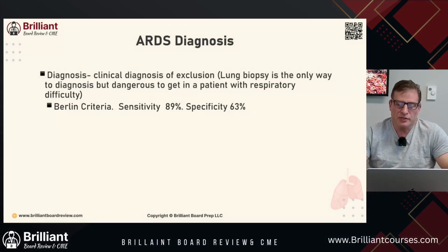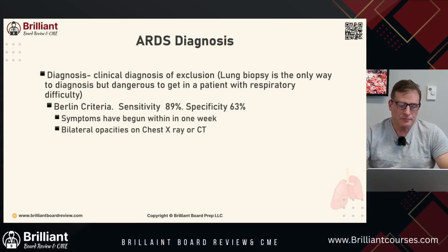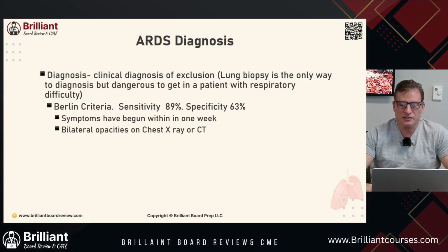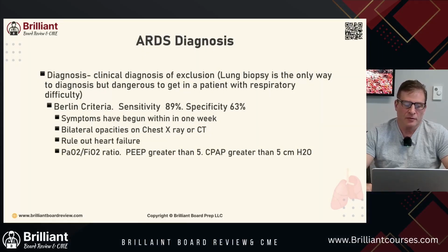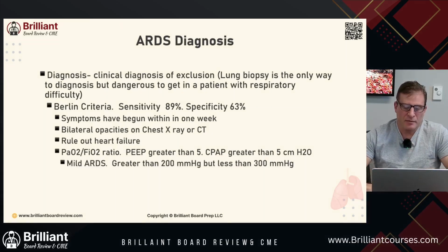So Berlin criteria gives a sensitivity of 89% with specificity of 63%. So what are the criteria? Symptoms have to begin within 1 week. Bilateral opacities on chest X-ray or CT. We need to rule out heart failure. PO2/FiO2 ratio. Remember, the PO2 we're going to get from the arterial blood gas, divided by the FiO2 that you're giving to the patient as far as oxygen. Need to be on a PEEP greater than 5, CPAP greater than 5, mild ARDS.